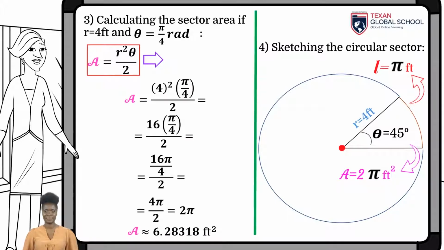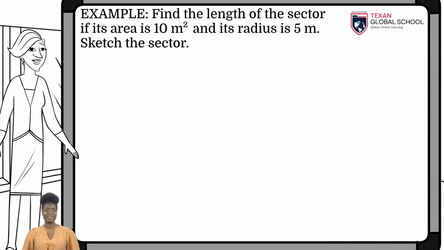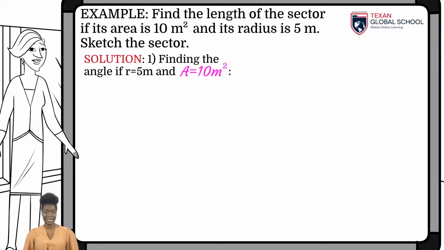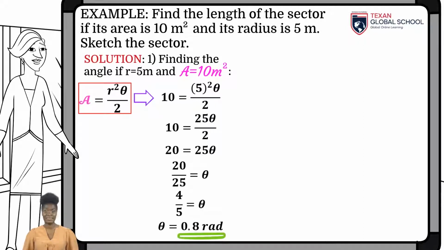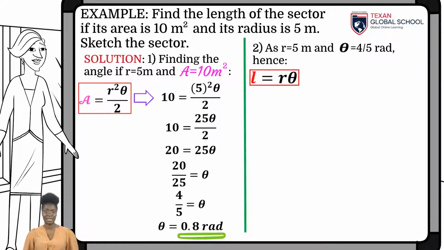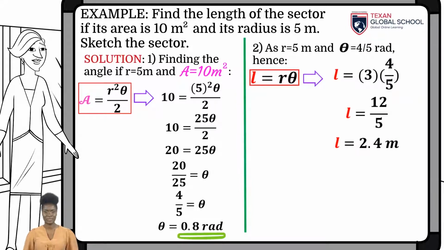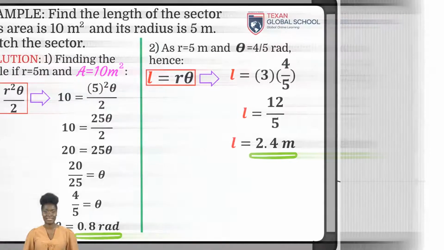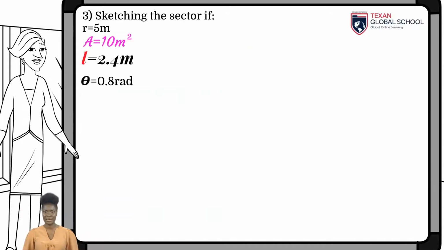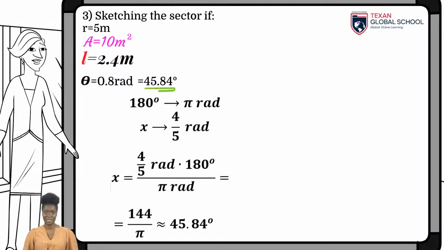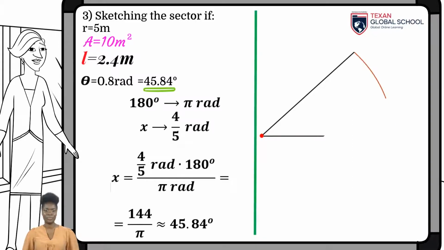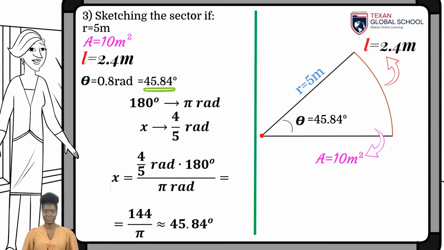In this other example, we will find the length of a circular sector if its area is 10 square meters and its radius is 5 meters. We will also sketch the sector. Using the formula for the area of the circular sector, substitute the given values and solve for the angle. We obtain that theta is equal to 0.8 radians. With the radius and the angle, we can obtain the arc of the sector. Substituting values results an arc of 2.4 meters. To sketch the sector, transform the angle of 0.8 radians to degrees. Results an approximate value of 45.84 degrees. We can draw the circular sector with all the values shown on the board.